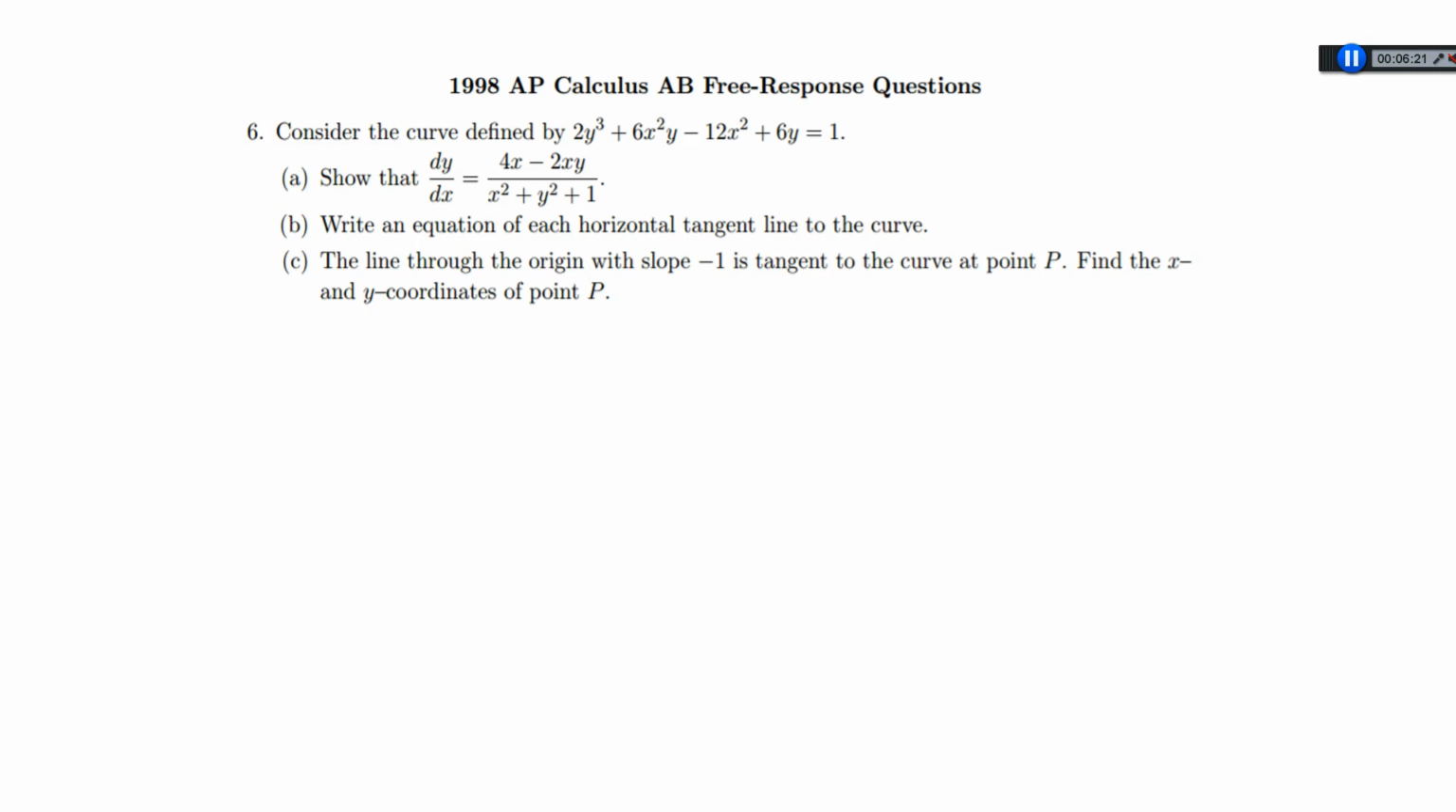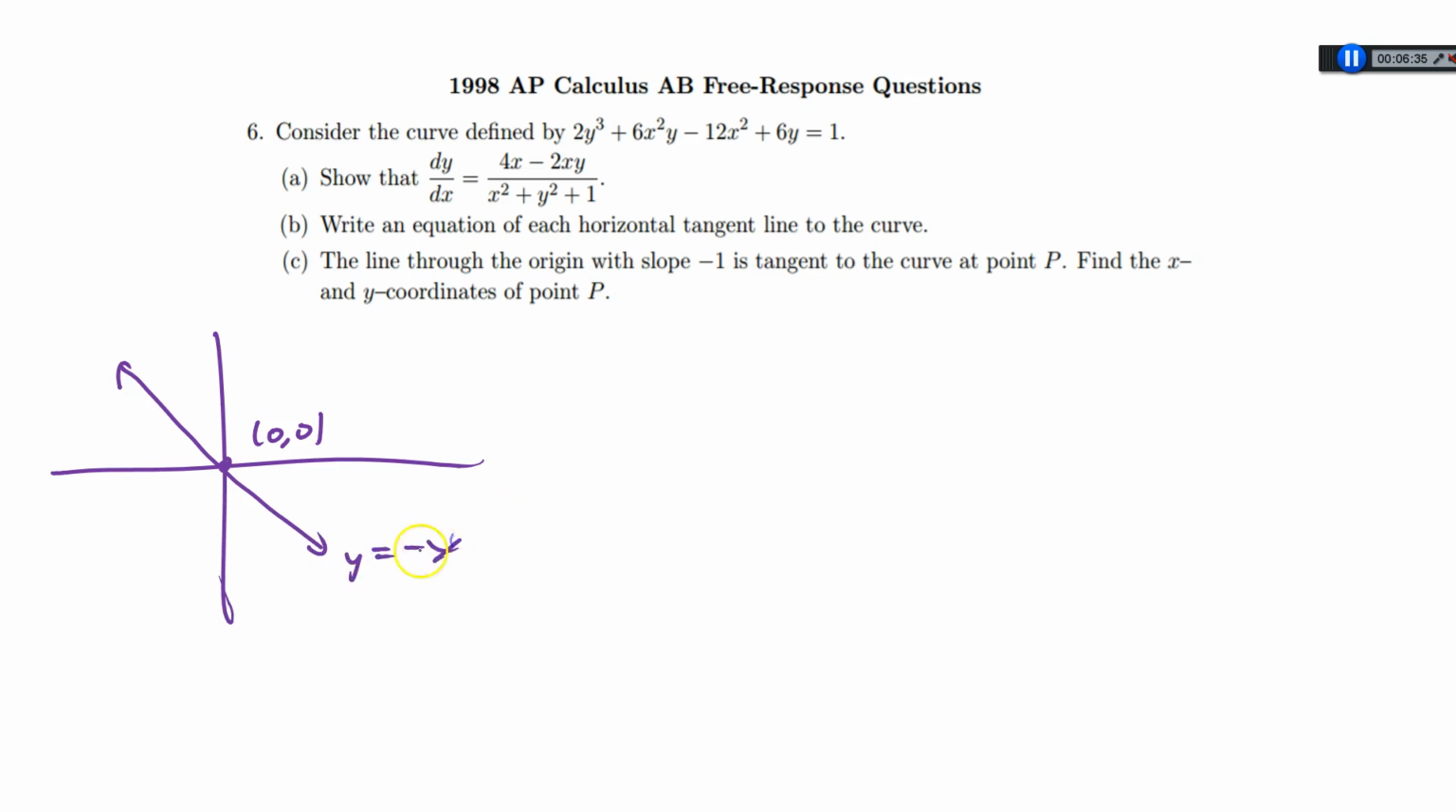Okay. So next up, consider, using that curve, the line through the origin with slope -1 is tangent to the curve at point P. Find the x and y coordinates of point P. All right? So the line through the origin, 0, 0, with slope -1, so that would look like that. Oh, we know the equation of that line. That's y equals -x, right? Because it's through the origin, with slope of -1.